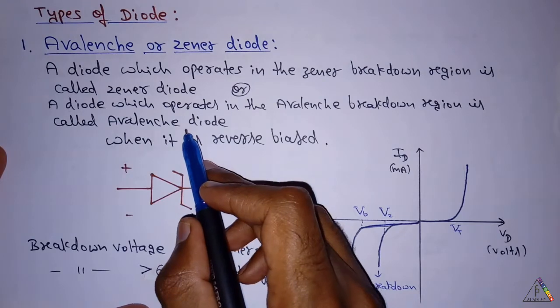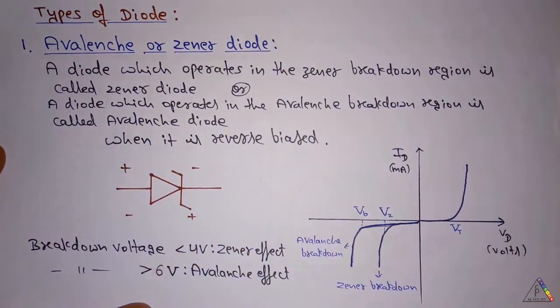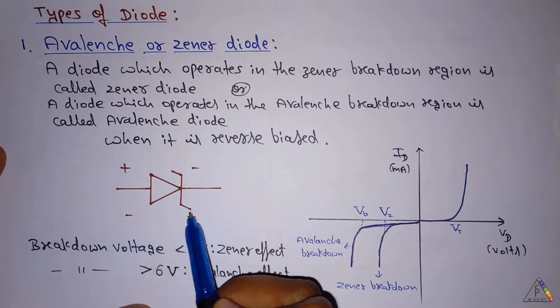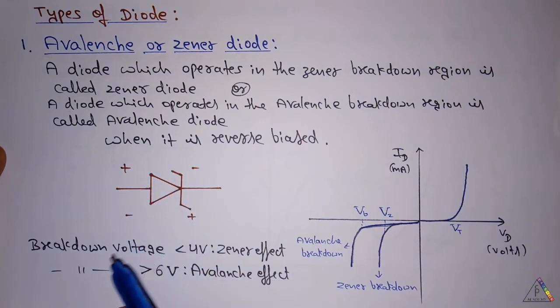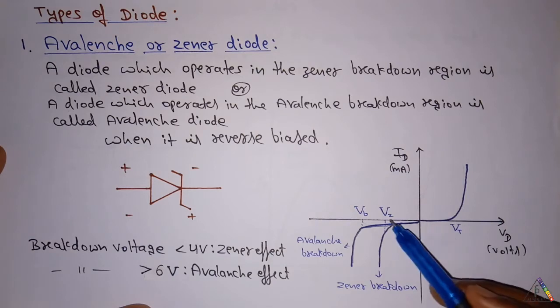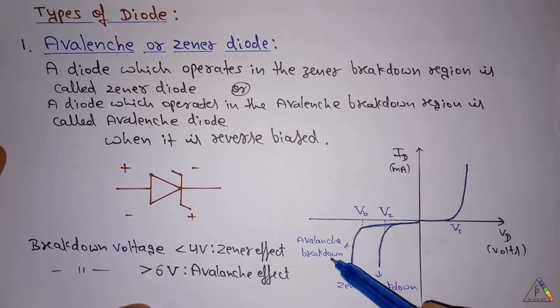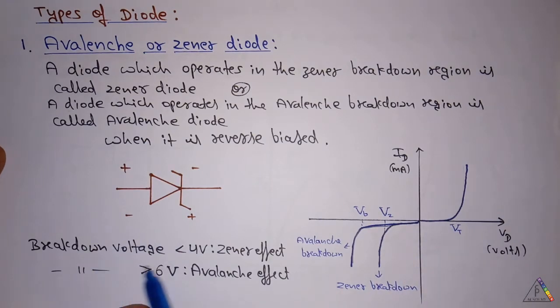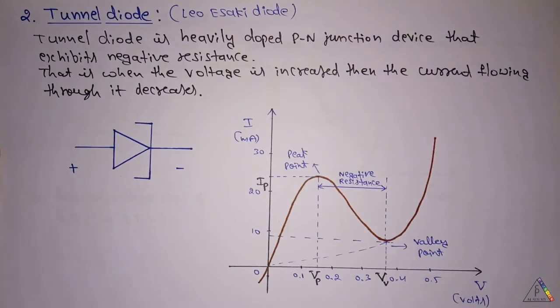Similarly, the avalanche diode. These diodes will also work in the reverse bias condition. This is the circuit symbol of the Zener diode, which operates in both biased conditions. This is the VI characteristics of this Zener diode with the Zener voltage of Vz and the avalanche breakdown voltage of VB. If the breakdown voltage is less than 4 volt, then the effect is the Zener effect, and for the avalanche effect the breakdown voltage will be greater than 6 volt.